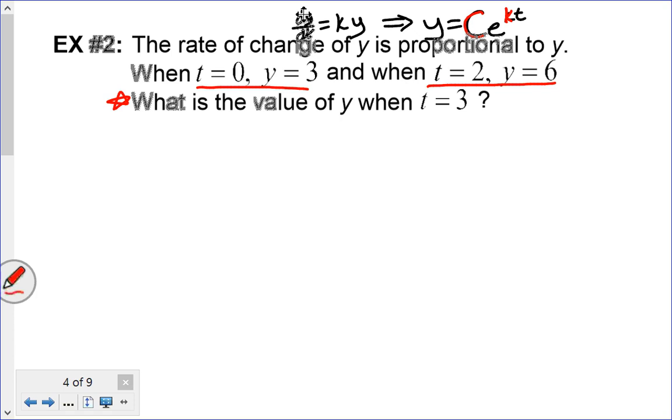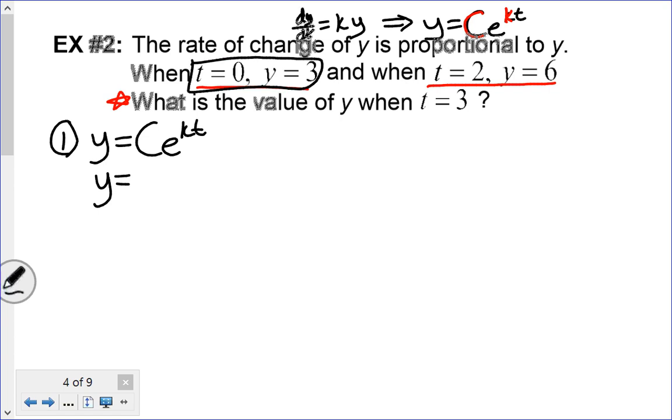So the very first thing to notice is that y does equal c e to the kt. And remember that c is the initial value, so y will equal the initial value when t equals 0. Here, when t equals 0, y is 3. So that means c is 3. Now you can plug in 0 and figure that out. If you plug in 0 for t, you're just going to get e to the 0, which is 1. So that's why that's the solution. That's the first step.